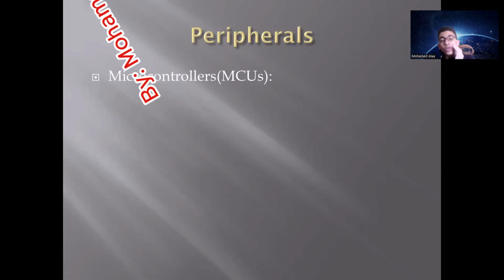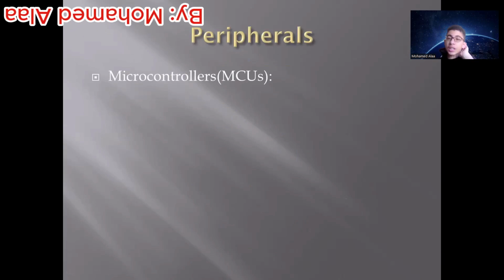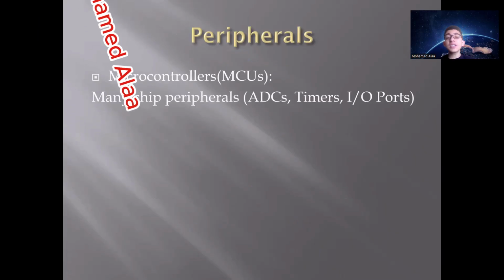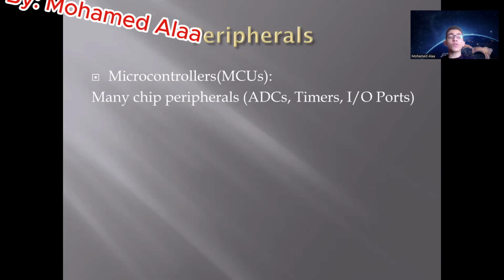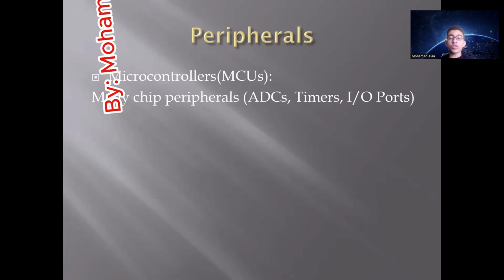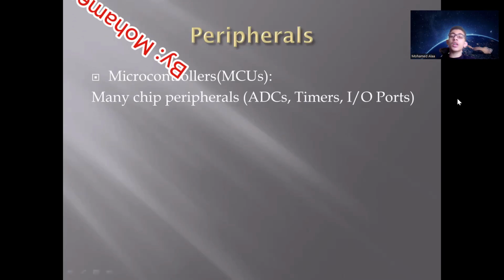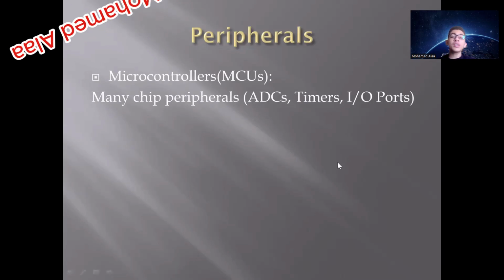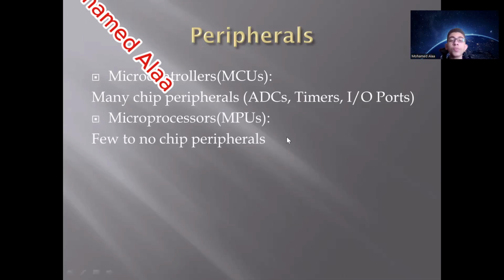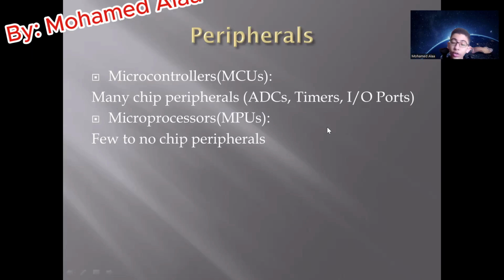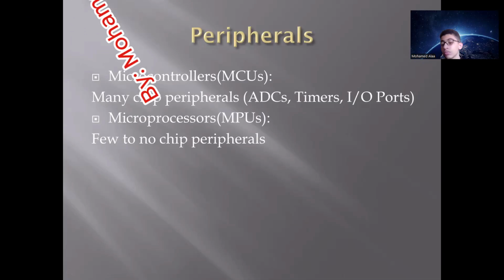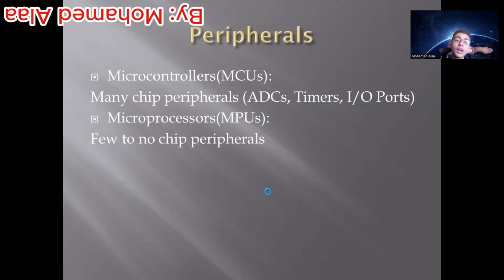Peripherals. Peripherals are just the components that are inside the chip itself. Microcontrollers have many chip peripherals. ADCs, which are analog to digital converters. It converts something analog, like light, to a digital signal. Timers, input output ports. Input output ports are just the pins that are connected. Microprocessors, they don't need chip peripherals. They rely on external peripherals like your keyboard, like your mouse, like your screen. Yeah, lots of things.